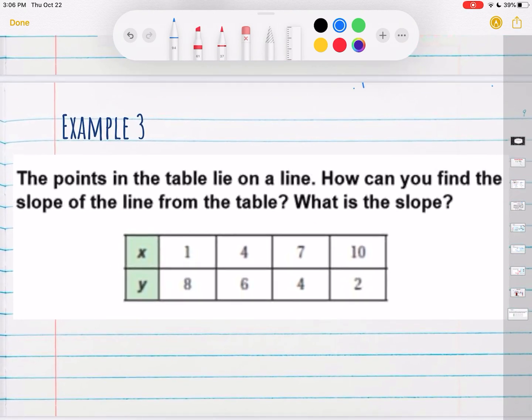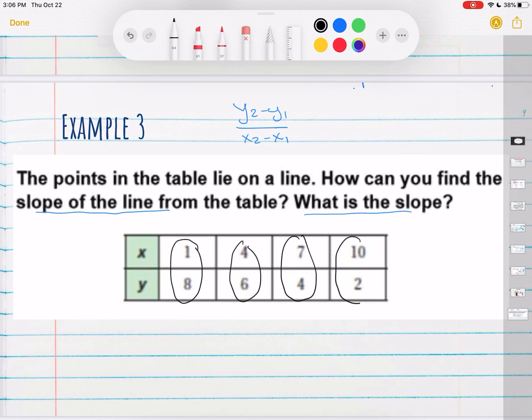So the points in the table lie on a line. How can we find the slope from the line? And what is the slope? Well, remember, to find slope, we really just need 2 ordered pairs. So then we can use the slope formula, y2 minus y1 over x2 minus x1. So I can use these values in the table. These 2 form an ordered pair. These 2 form an ordered pair. I can pick any 2 I want.